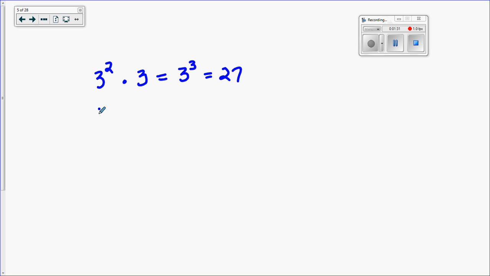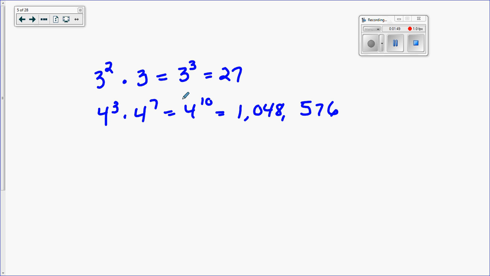So if I had 4 to the third times 4 to the seventh, it equals 4 to the 10th, which comes out to be 1,480,576. And again, you could just put 4 to the third times 4 to the seventh in your calculator, you get the same answer. But what answer are they looking for? Are they asking you to write it as an exponent, or are they asking you to evaluate it? So you do need to be able to do this one.